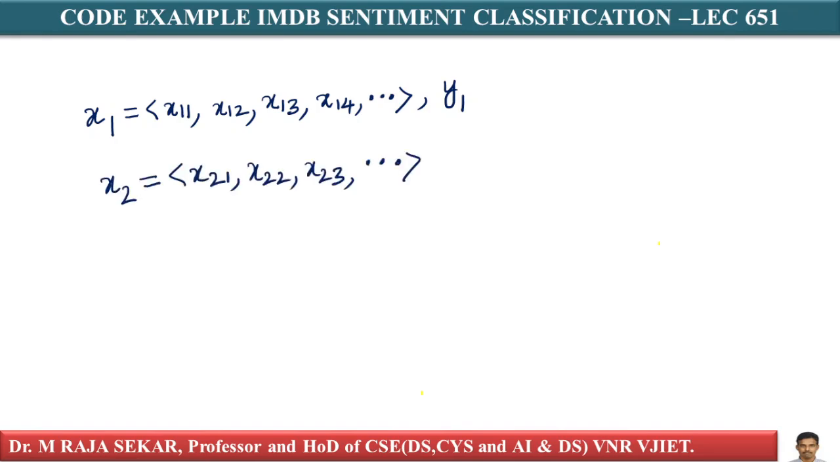Similarly, you have X2, a sequence of words. Each of these is a word: X21 is a word, X22 is a word. The way they encoded these words is very interesting.